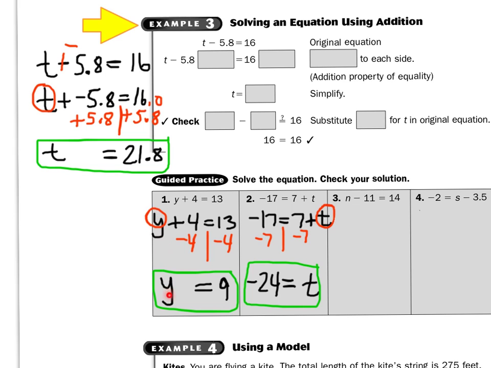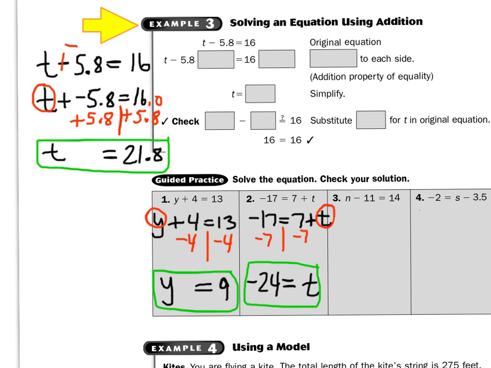So the y drops straight down. Okay, a positive 4 plus a negative 4 destroy each other, so you can cross them out. They become 0. Let the equal sign slide straight down the pole, and then 13 plus negative 4 made 9. So our answer is y equals 9.